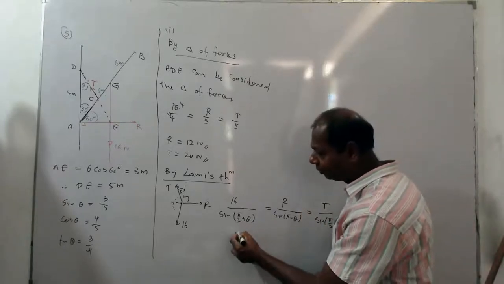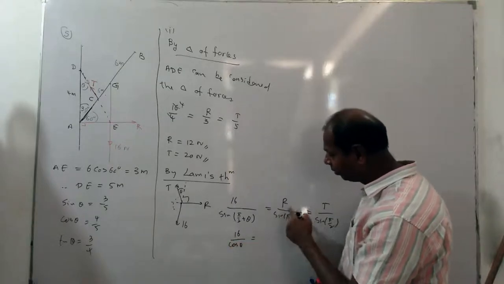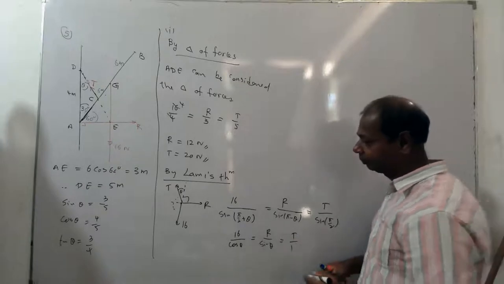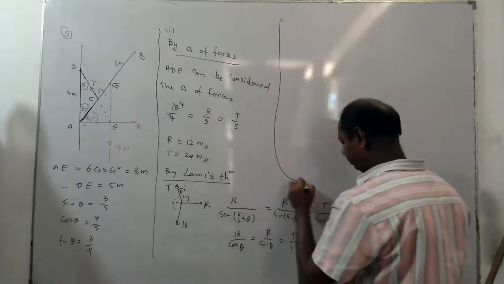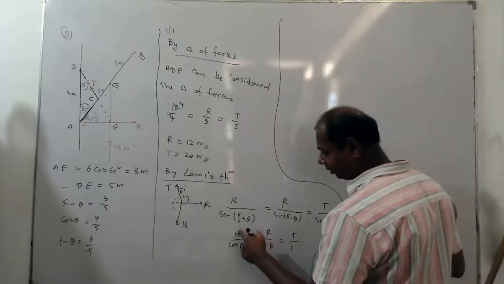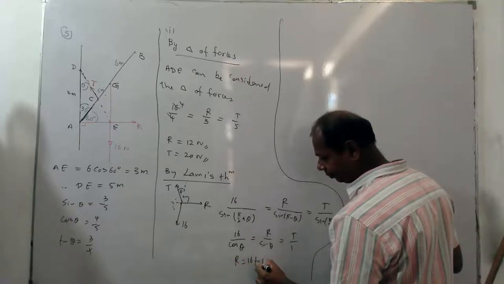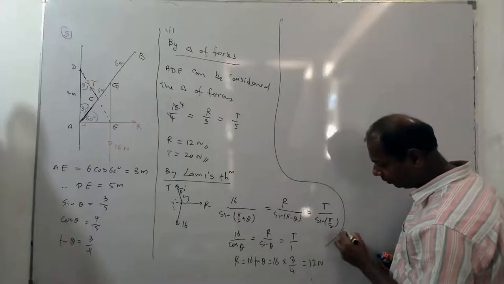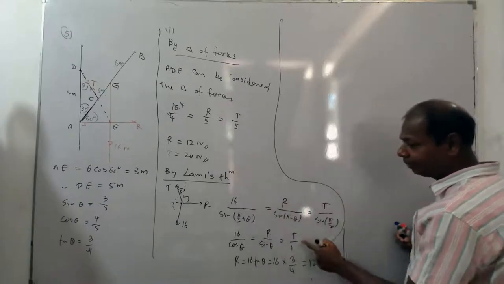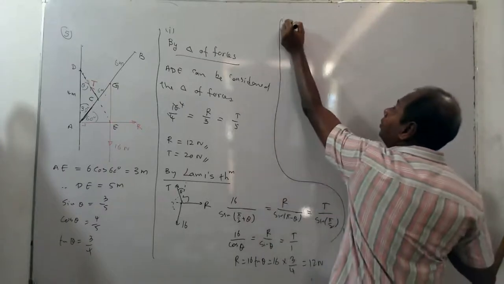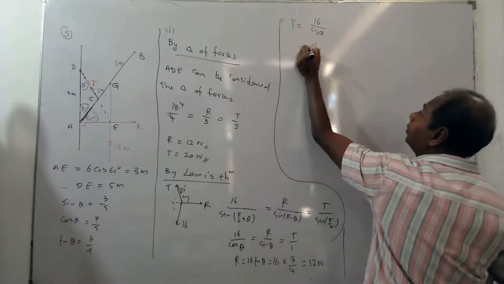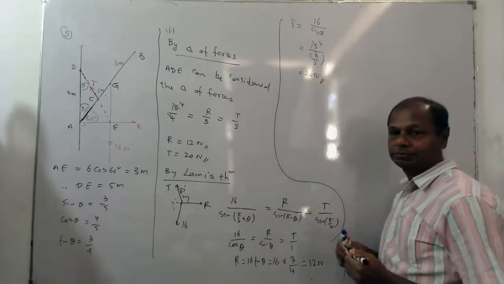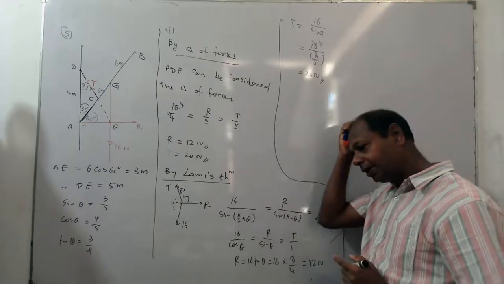Sine of (pi by 2 plus theta) is cos theta, equals R over sine (pi minus theta), which is sin theta, equals P over sin pi by 2, which is 1. So R equals 16 tan theta, which is 16 times 3 over 4, equals 12 newtons. Exactly the same answer as we got earlier. Then T is equal to 16 over cos theta. Cos theta is 4 over 5, so it's 20 newtons. Exactly the same answer.